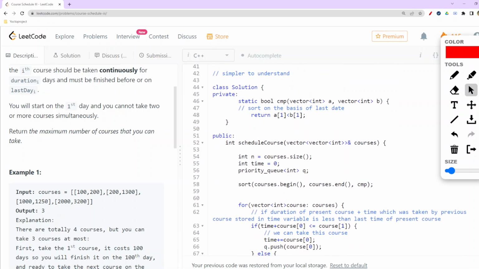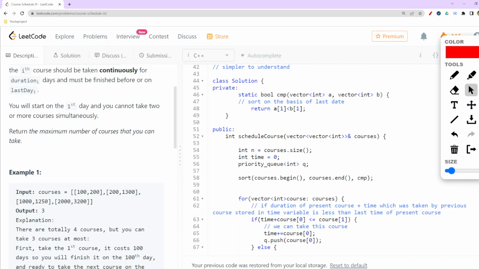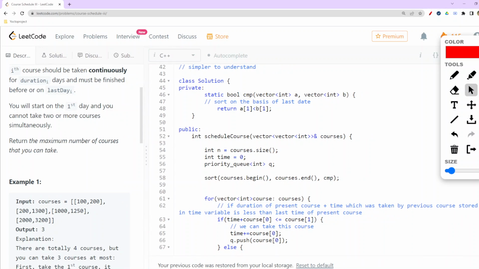So let me walk you through the code, how we are required to do this. In C++, the heap is by default a max heap, right? So in that scenario, we are required to go ahead like this.